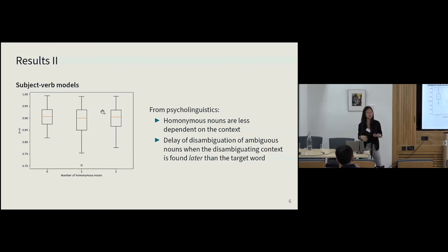We didn't basically see any relation whatsoever, which is a little bit harder to explain, but still not completely inconsistent with the literature on how people actually disambiguate words. So yes, sure, homonymous nouns need a lot less context to be disambiguated. But at the same time, if the disambiguation context is found after, it has been shown that people do hesitate a lot in choosing what is actually the correct meaning of the word. So that would explain why the two effects balance out, but that's a bit more speculative than the rest of the results.